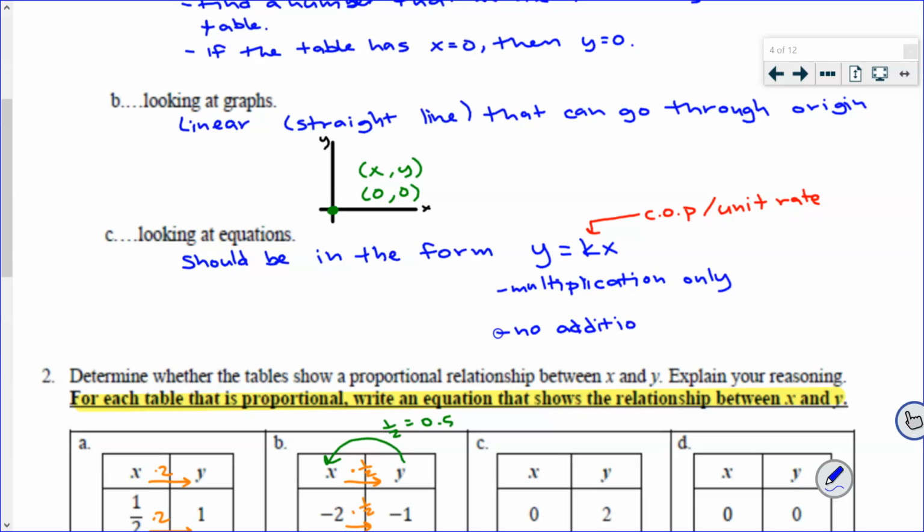So if addition is not okay, is subtraction okay? No. So let's re-add that. No addition or subtraction. If multiplication is okay, is division okay? Yeah, good. Division is okay. Multiplication or division only. And let's talk about why. It's going to tie in to some things that you already know.